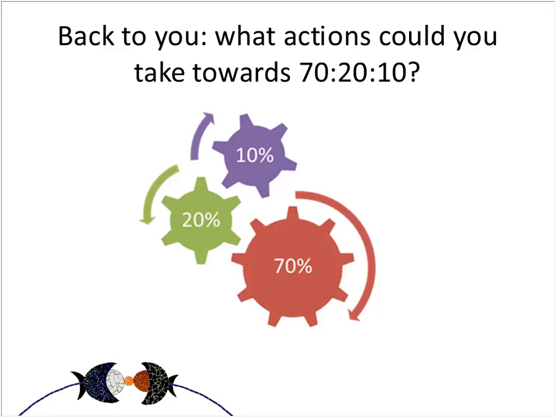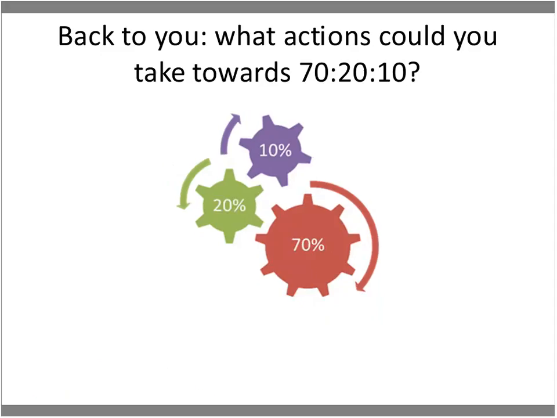Let me go back to you now, and I'm also watching the clock. I would like to know, and I already heard a couple of your examples, because many of you are already working with this model. So maybe it's not that relevant, but maybe it is. What actions could you take towards 70-20-10? I just heard somebody say, well, I usually start with the 10%, the formal, but maybe you don't have to start there. You have to do it, but maybe later on.